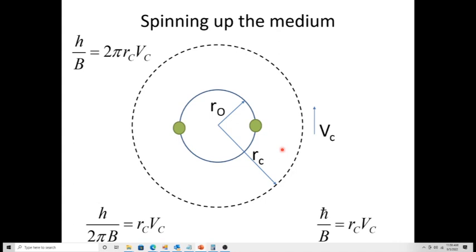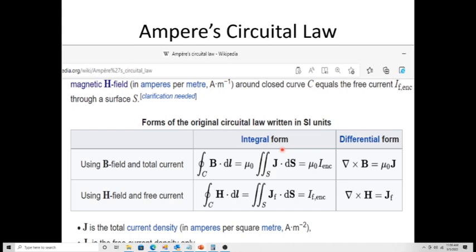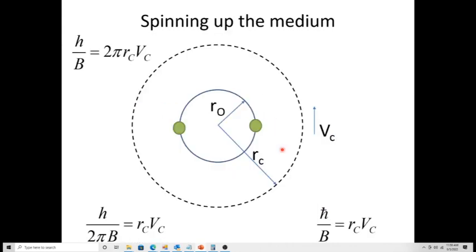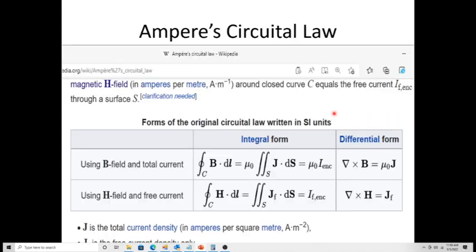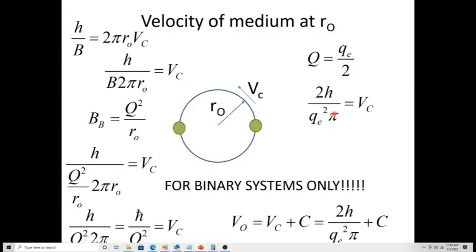So what we want to know is the velocity of rotation of the medium at the radial orbit of the system. Someone might say, oh, that's crazy. How can you possibly make that claim, that the circumference and the velocity are constant at any given radius from the spinning system? That sounds too hokey, too insane. Oh, well, look at Ampere's circuital law. It does the same thing.